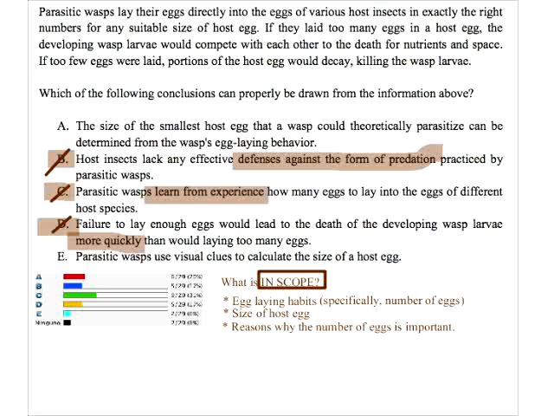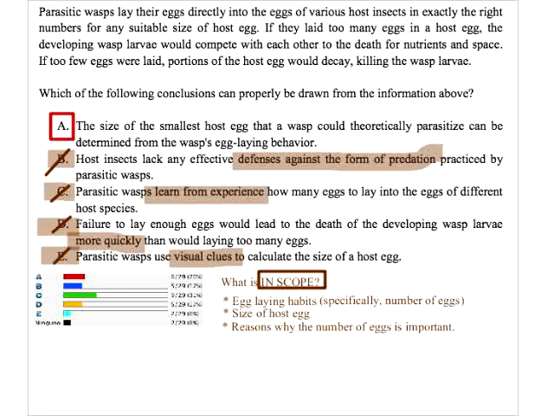And then parasitic wasps use visual clues. We don't know that. We know that they have to somehow know how big the right host egg is. But we don't know that they do that by seeing the egg, which is what choice E is saying. I mean, they could do that by many other ways. It doesn't have to be visual inspection of the egg. So that means that the correct answer must be A, because everything else is out of scope. And we'll talk about why this is proved beyond reasonable doubt here in a second.